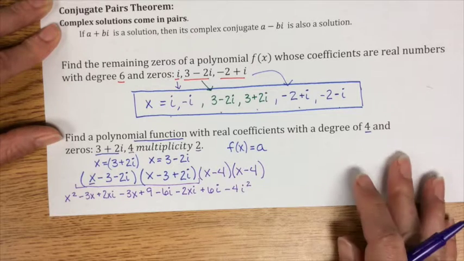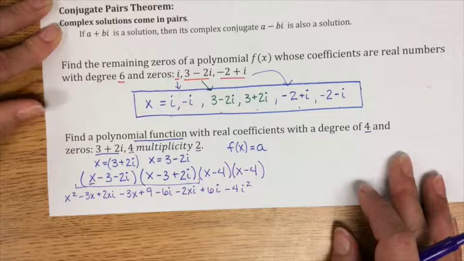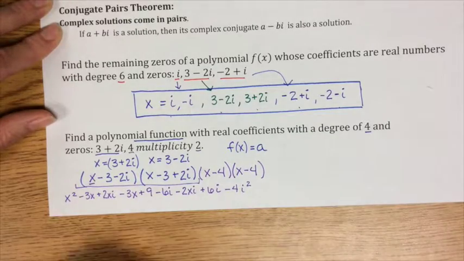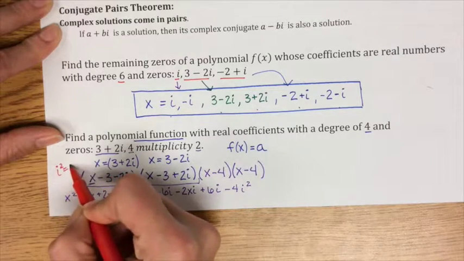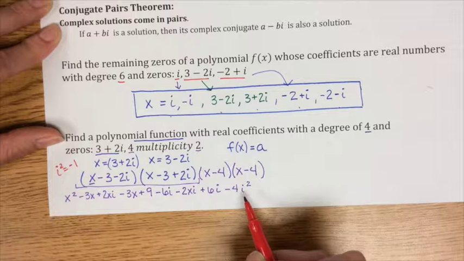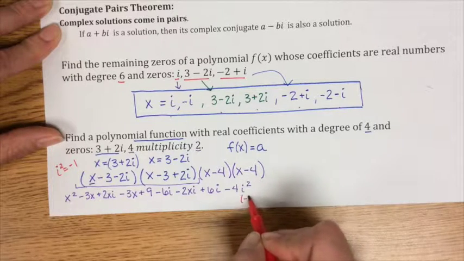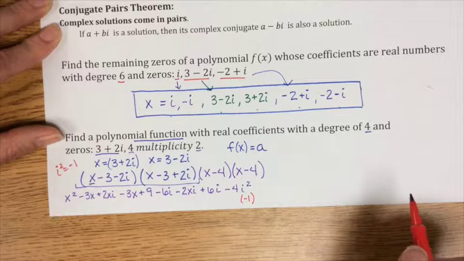Let's talk about i squared for just a minute. Hopefully you remember what i squared equals. If you do not, let's talk about it. i squared equals negative 1. So if we see an i squared, we want to replace that with a negative 1. Get rid of it.